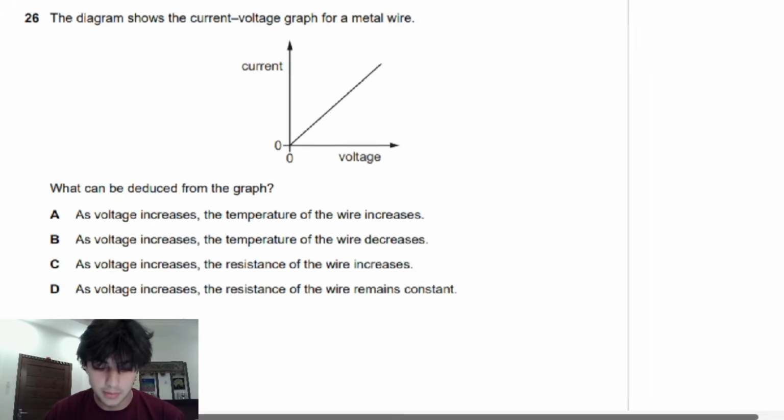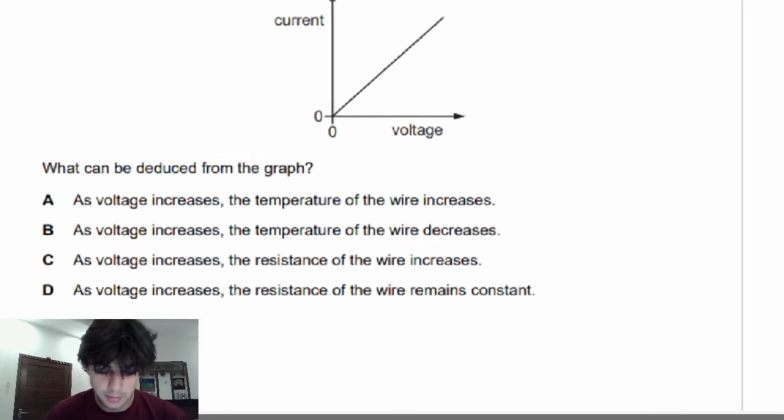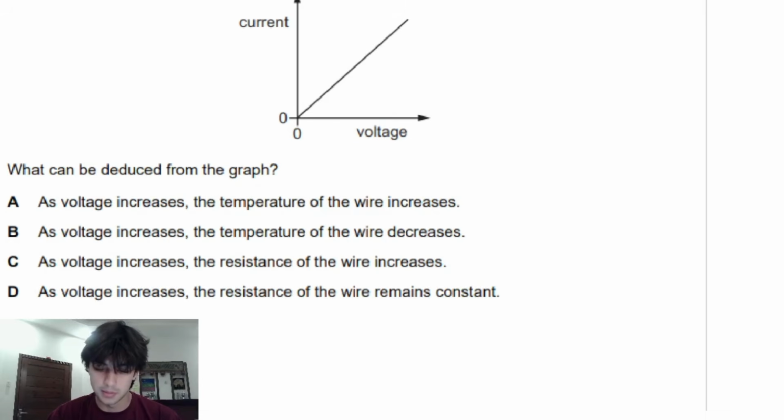The diagram shows the current voltage graph for a metal wire. What can be deduced from the graph? We can see कि हमारे पास एक बहुत direct relationship है. As the voltage increases, current increases, okay? As voltage increases, temperature of the wire increases. Now, why is this not true?